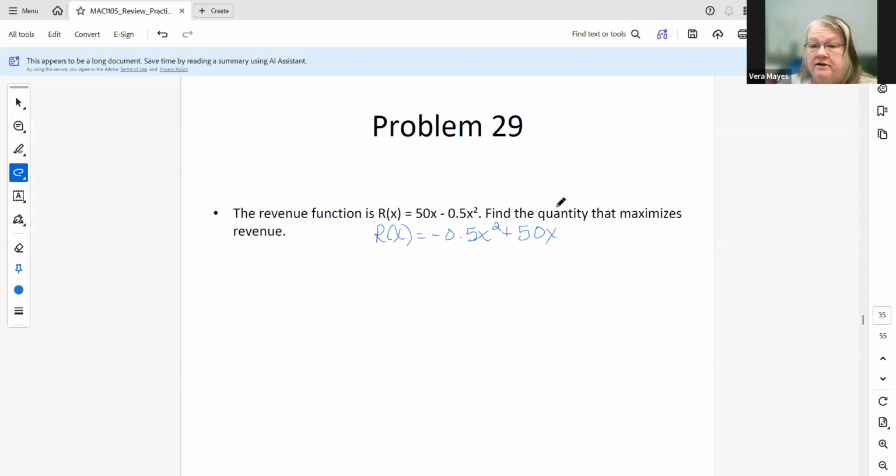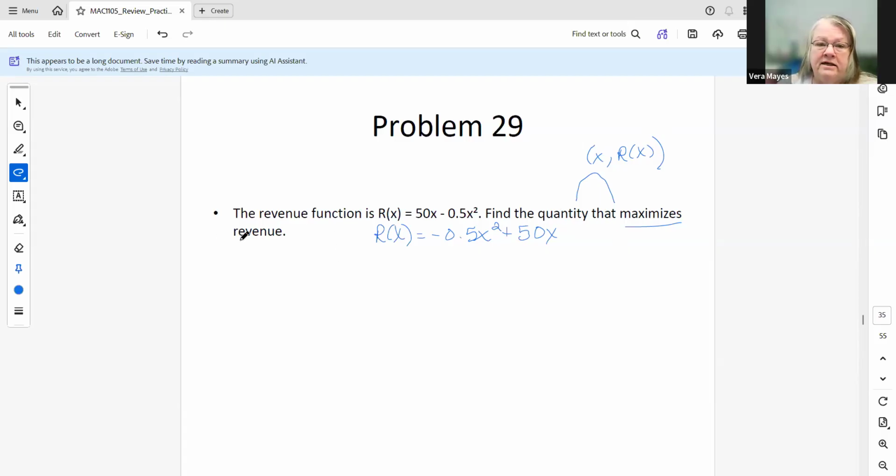It's a quadratic again. It's got a negative, so we know it's kind of like a frown. And we want to find the point at the top, right? The maximum right up here. So we know that this is an x and an R of x. So they could ask you how many you need to sell, or they could ask you how much revenue you bring in. So let's read what they're asking.